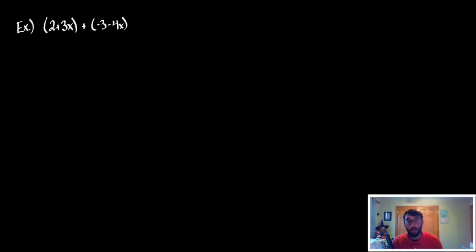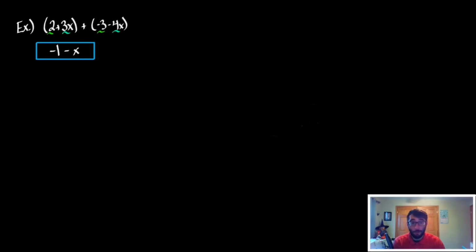So adding two binomials, for example. Well, this is straight from Algebra 1, right? And when we're adding binomials, all we're really doing is we're combining like terms, right? So I would combine the 2 and the -3 and make that -1. And I would combine the 3x and a -4x to become -x, and that would give me my final answer of -1 minus x, right?